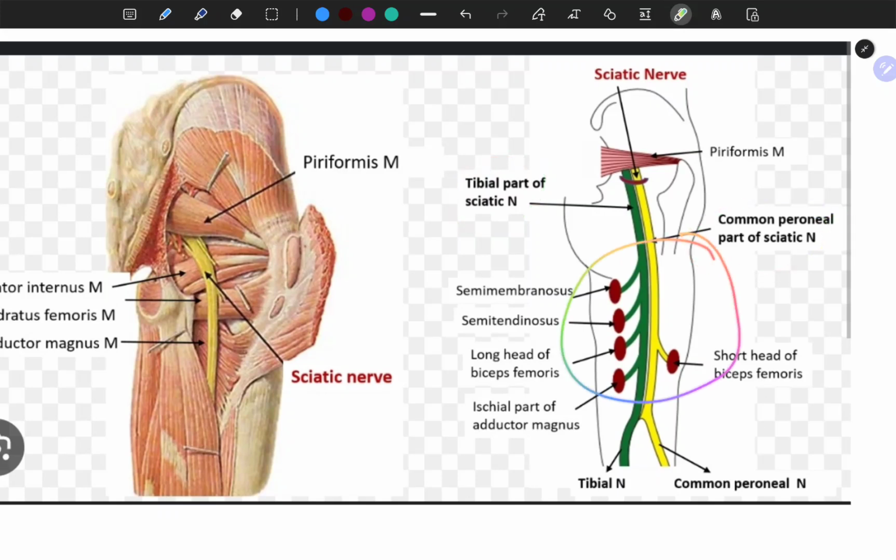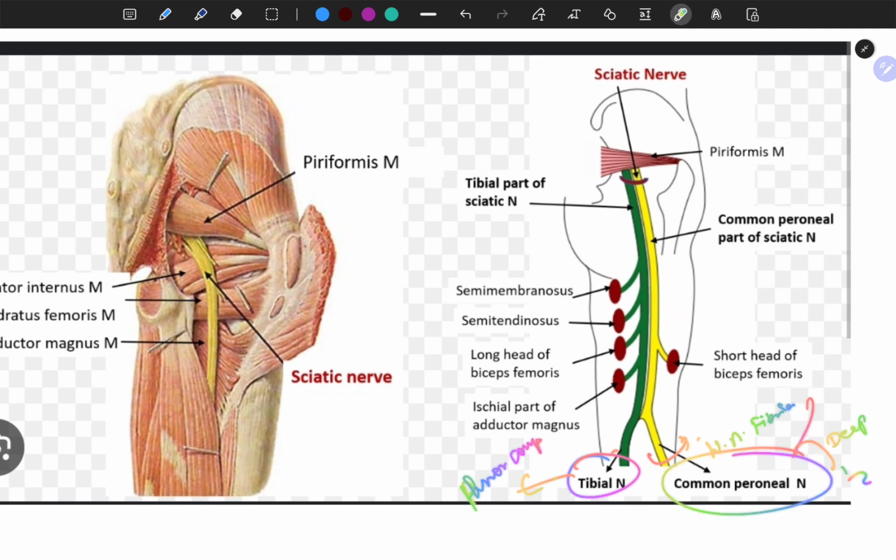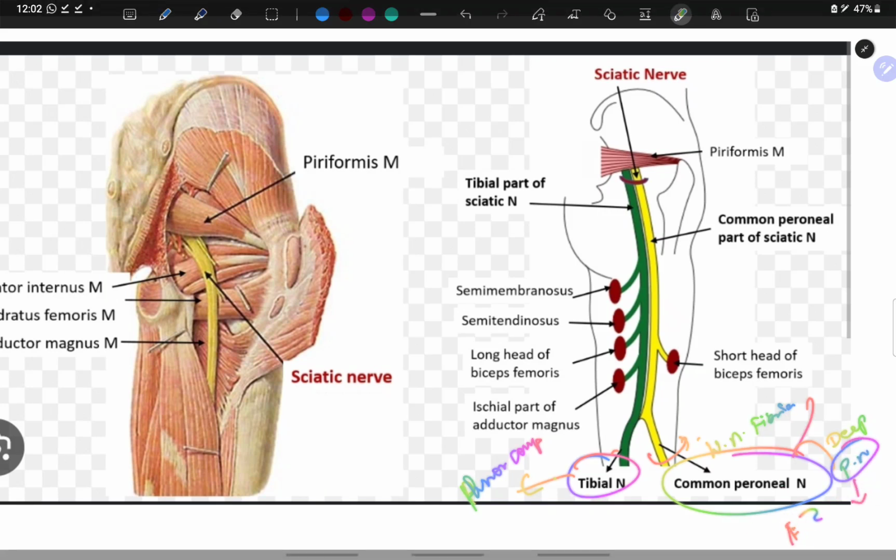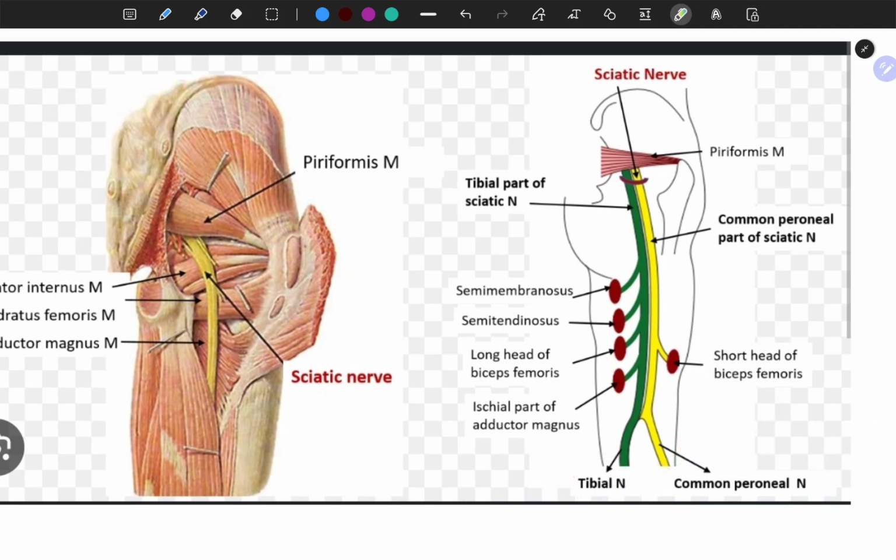In the thigh, the branches are to semimembranosus, semitendinosus, long head of biceps femoris, ischial part of adductor magnus, and the common peroneal part supplies the short head of biceps femoris. This common peroneal nerve winds around the neck of the fibula. Tibial nerve supplies the flexor compartment of the leg. Common peroneal divides into superficial and deep peroneal nerves, and the deep peroneal nerve supplies the extensor or dorsal compartment of the leg.